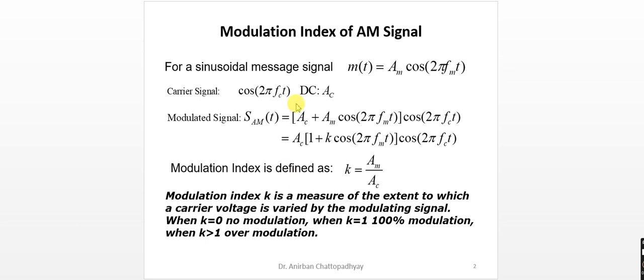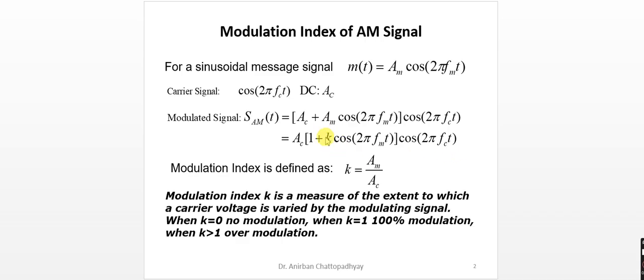Here in this session, I am going to explain about modulation index in amplitude modulation. Now, in the previous session, I have already explained what amplitude modulation is, and based on that, we derived the mathematical expression of the AM signal. In the AM signal expression, if you remember, the expression was s_AM(t) is equal to Ac into (1 plus k cos 2 pi fm t) into cos 2 pi fc t.